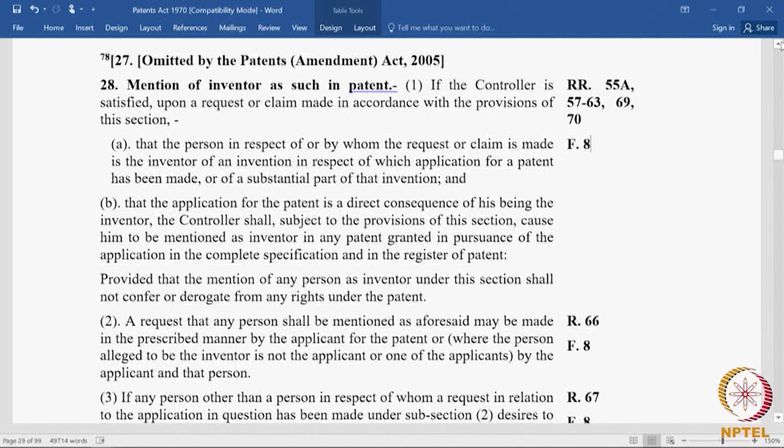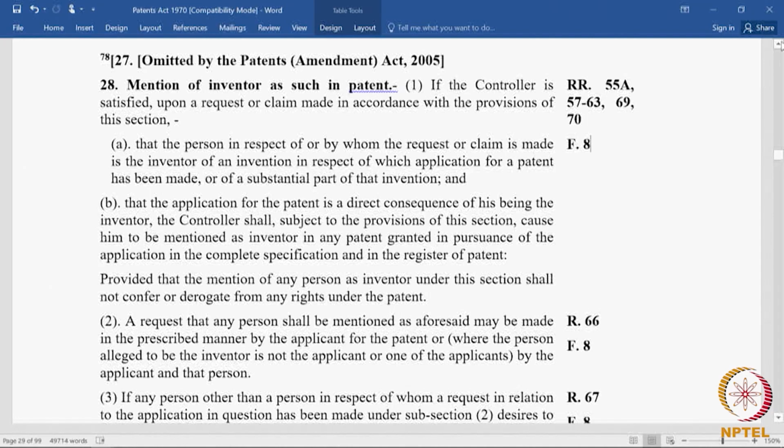The controller shall, subject to the provisions of this section, cause him to be mentioned as inventor in any patent granted in pursuance of the application in the complete specification and in the register of patent. So, if a person is an inventor and his name is not mentioned in the column of an inventor, and in form 1 you have to mention who the inventor is. If there are multiple inventors, all the inventors' names have to be mentioned.